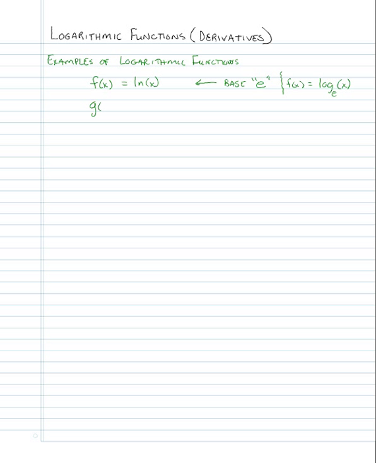We might have g of x is equal to the natural logarithm of 3x minus 5. Again, the base is e. Now, the base doesn't always have to be e. For instance, we could have h of x is equal to the logarithm of 2x to the 4th power plus 1, base 3. In this case, we have a logarithm of a different base. In this case, the base would be 3.